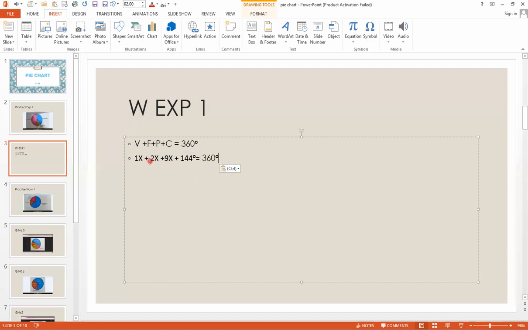Now, the next step is to add all the like terms. Like terms all have the variable x. So 9 plus 1 is 10, 10 plus 2, yes, 12x. So it is equal to 12x. This one is 144. When I move it toward that side, its sign will be changed into negative. So it becomes negative 144 degree.